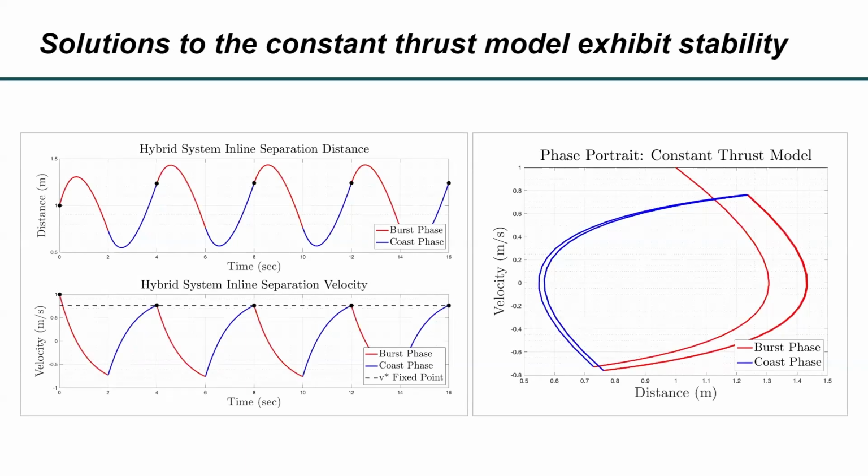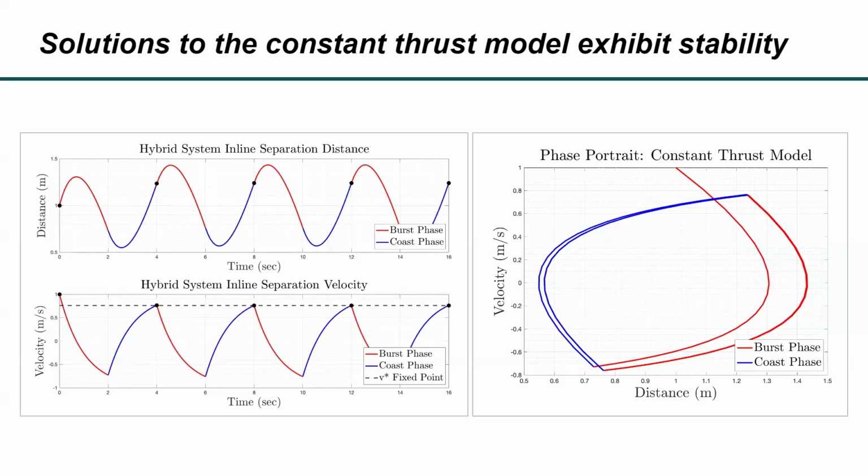Here are the plots for my constant thrust model. You can see there's distance up there. Red represents the burst phase, blue is the coast phase. The distance kind of cycles in and out. The dots represent the discrete time map. And the same for velocity, we can see it converges to my fixed point, the dotted horizontal line, and stays there.